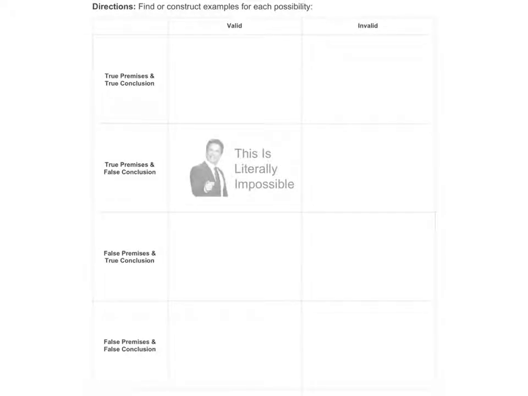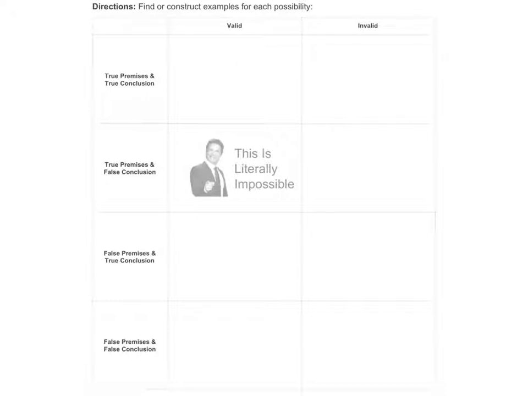Okay, in this video, I'm going to go through some examples of valid and invalid arguments with premises and conclusions that are various combinations of true and false. So in the learning module for Unit 1, Module 2, near the top of the various resources, there's a PDF with this guide in it. So let's just go through and fill in some examples together, and this can be helpful for getting at what's essential to the definition of validity.